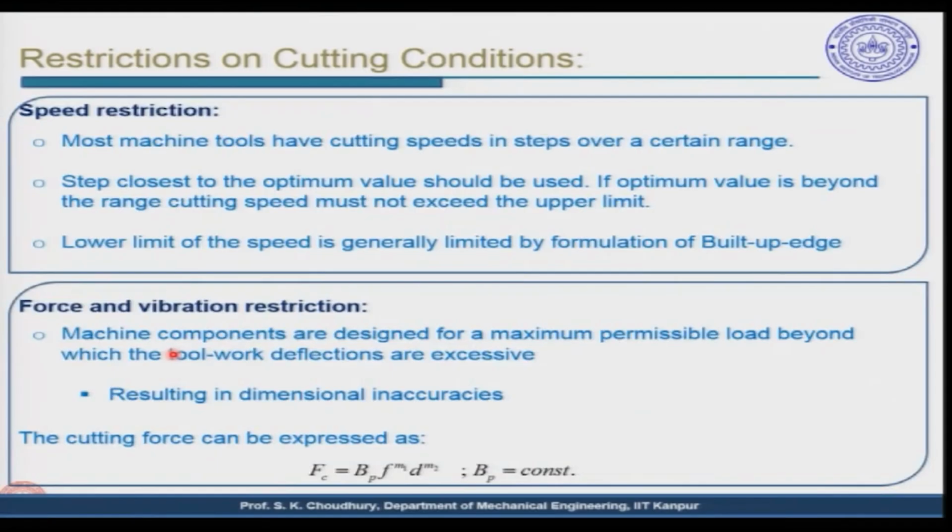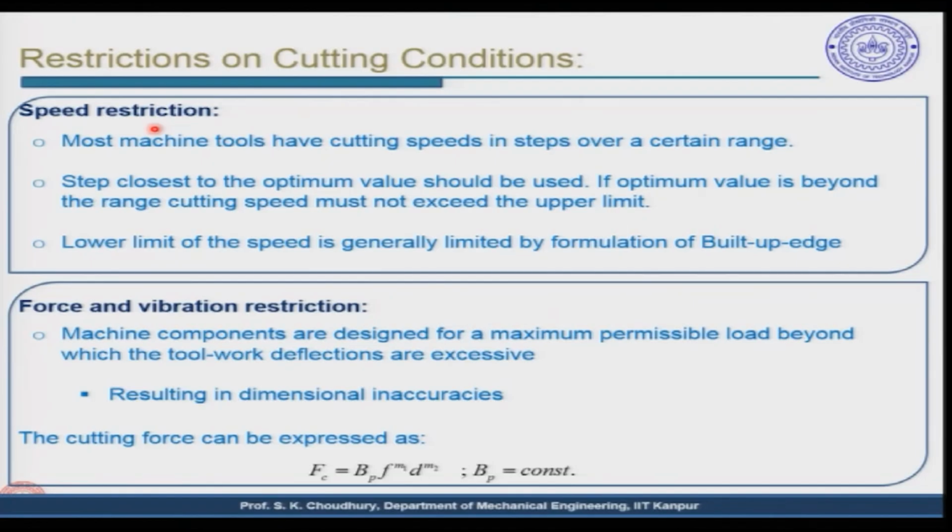Similarly, we will have the speed restriction, because most machine tools will have a maximum speed and a minimum speed. You cannot go beyond the maximum speed, because this is not allowed by the machine. The minimum speed is limited by, let us say, built-up edge formation. If the V optimum that you calculated is more than V maximum, then you have to reduce it. If it is less than V minimum, you have to increase it.